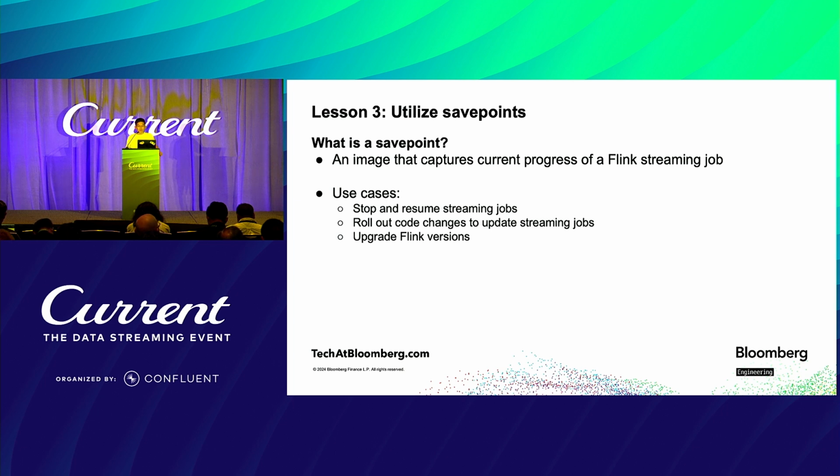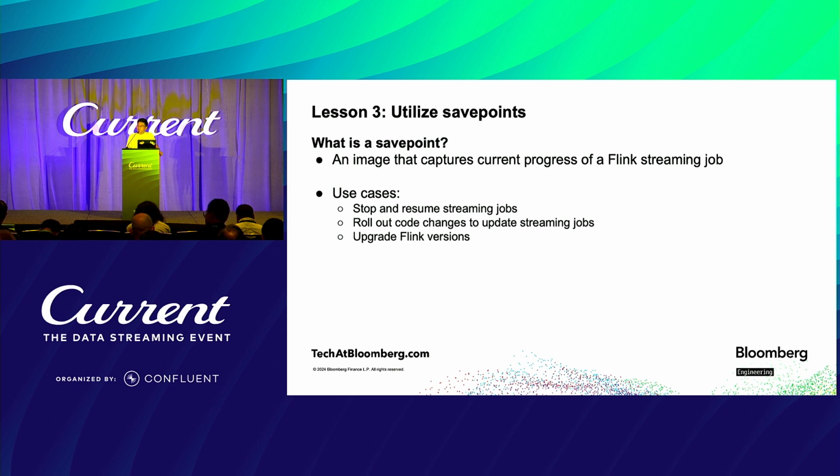next topic, which is how we are utilizing save points in our day-to-day operations to maintain our Flink applications, right? So again, let's begin by talking about what is a save point, right? So a save point is basically an image that captures the current progress of your Flink application. It is basically a snapshot in time of your application that stores things like your Flink state, your timers, and stuff like your Kafka offsets for the sources and sinks. Right? And you can basically use these snapshots to start your Flink application from some previous progress.